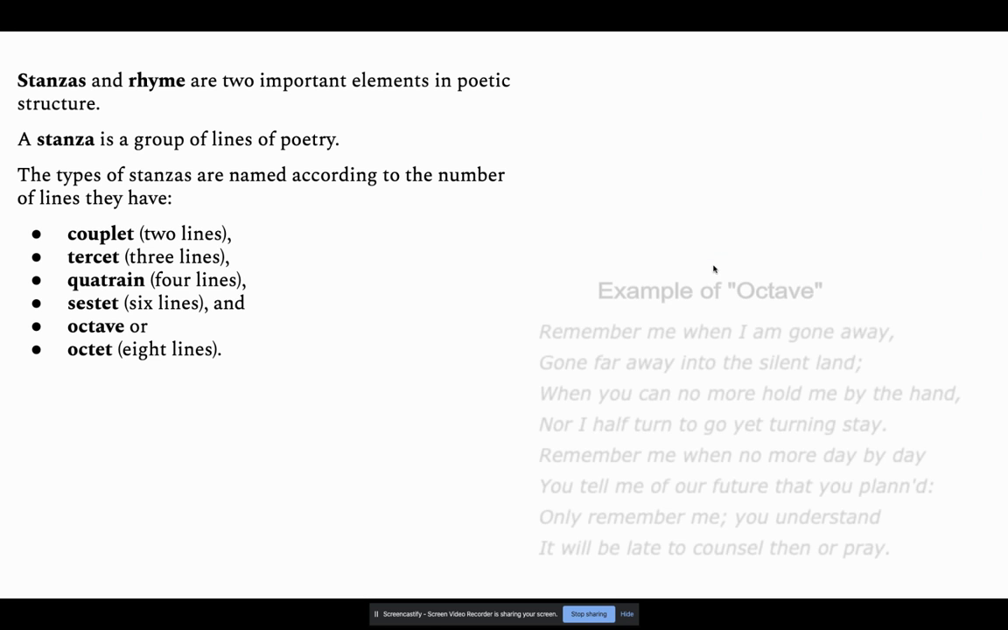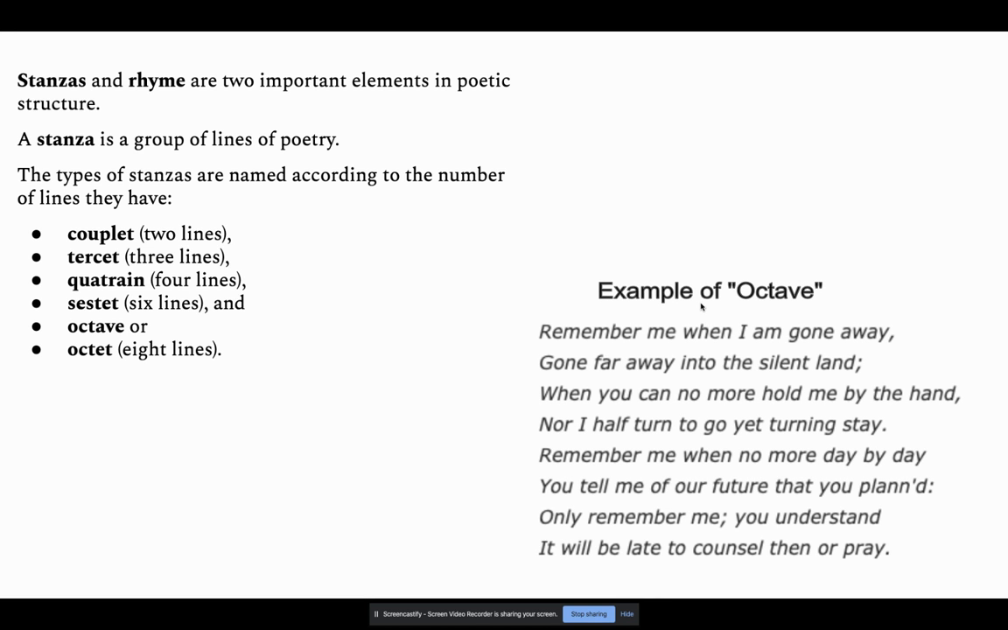And then the last one is an octave or an octet. This is 8 lines. Remember me when I am gone away, gone far away into the silent land, when you can no more hold me by the hand, nor I have turned to go yet turning stay. Remember me when no more day by day you tell me of our future that you planned, or remember me you understand. It will be late to cancel then or pray.